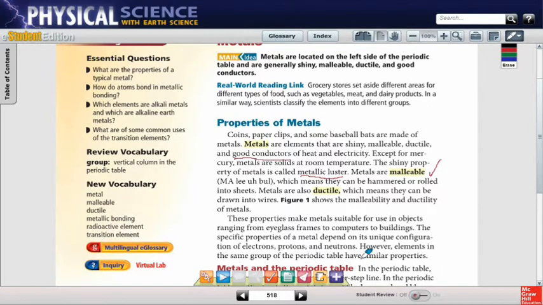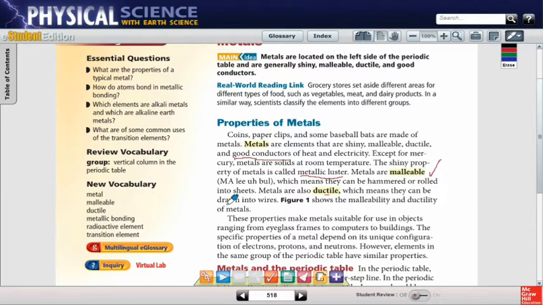It says metals are malleable, which means they can be hammered or rolled into sheets. Metals are ductile. There's another one that we have to know. It says, which means they can be drawn into wire. When I'm saying drawn, it's like drawing with this little crayon I have here. It means pulled, like you draw water up from the well.